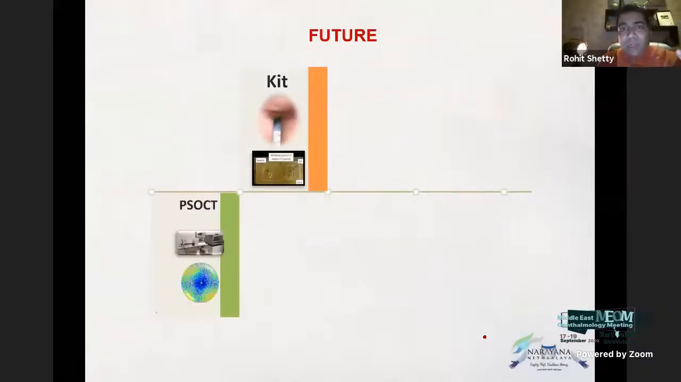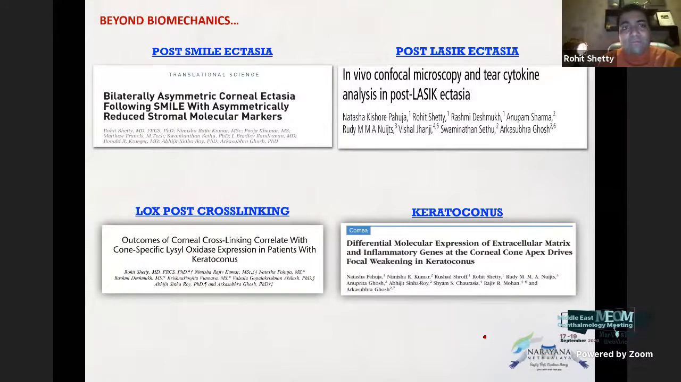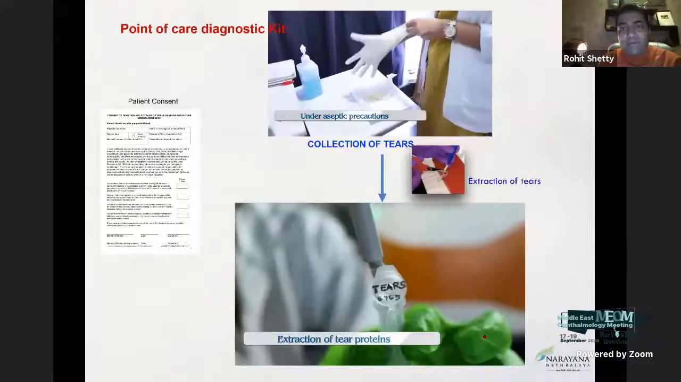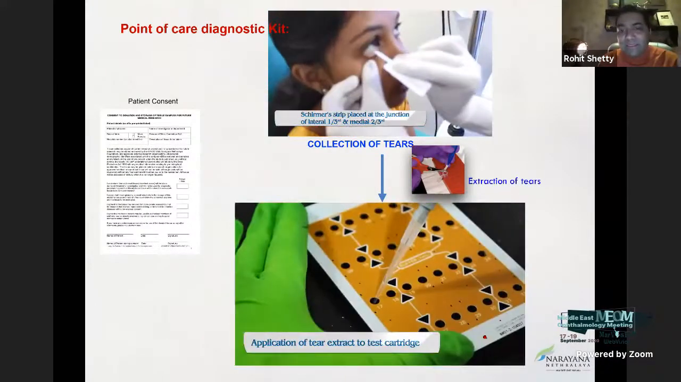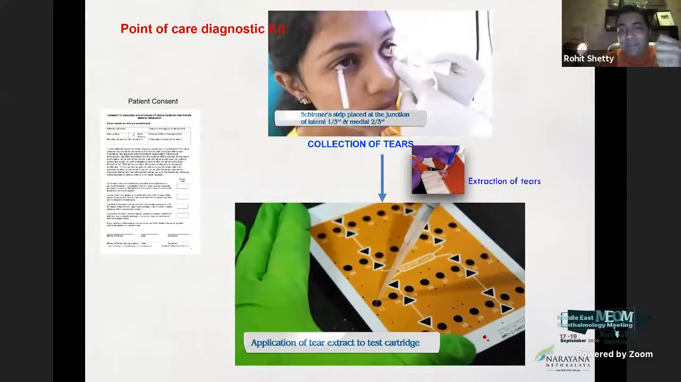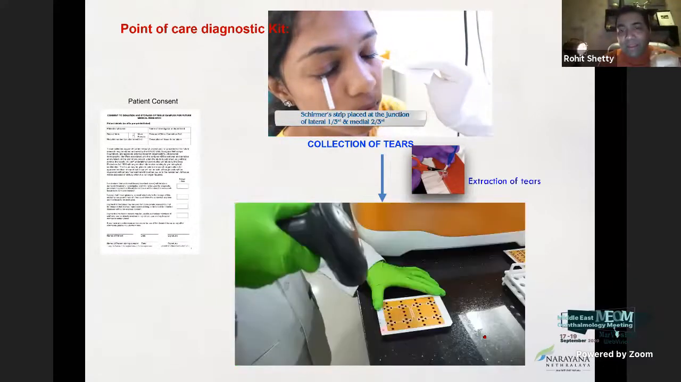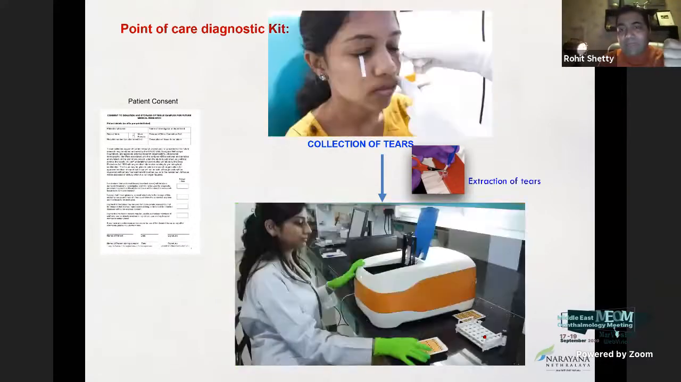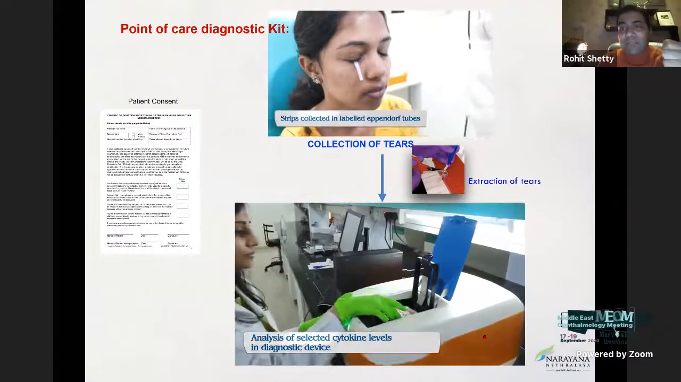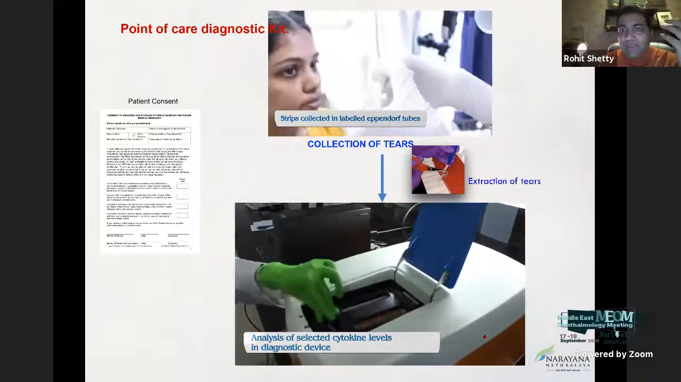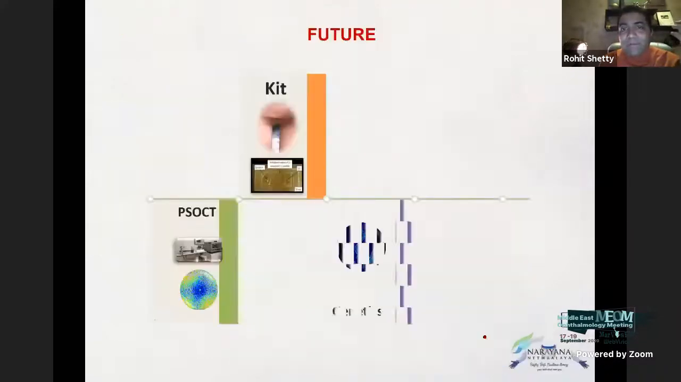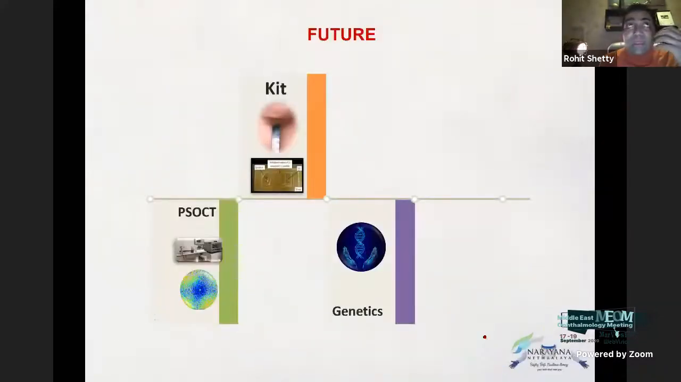We need to look at molecular factors. I did work on different molecular factors, genetic factors in keratoconus and post-LASIK ectasias. If not for COVID, we would have had a demonstration of a real kit. This is the point of care kit, a reader, and when you put it in this machine, it gets your value. It tells you different molecular pathway markers, including some collagen and lysyl oxidase markers, which helps us to see what is happening.